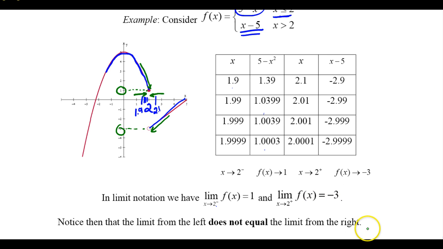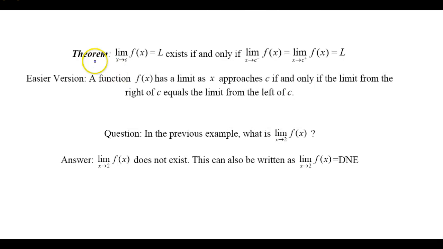So the last thing we're going to notice is that the limit from the left does not equal the limit from the right. This brings us to a theorem. This theorem says that the limit as x approaches c, so not from the right or from the left, just the limit as x approaches c of f of x equals L exists if and only if the limit as x approaches c from the left of f of x equals the limit as x approaches c from the right of f of x, and both of those limits from the left and from the right equal L.